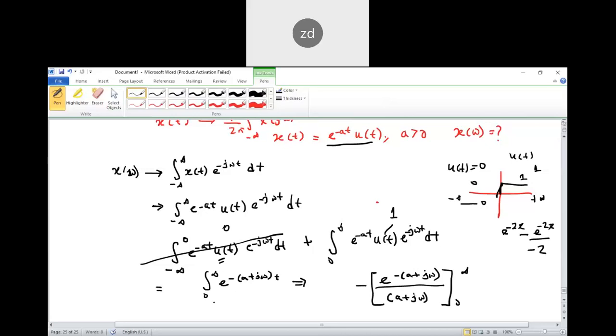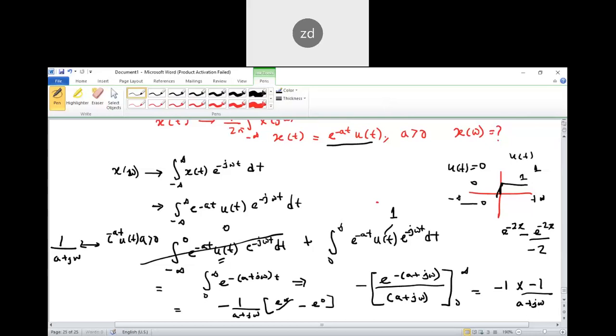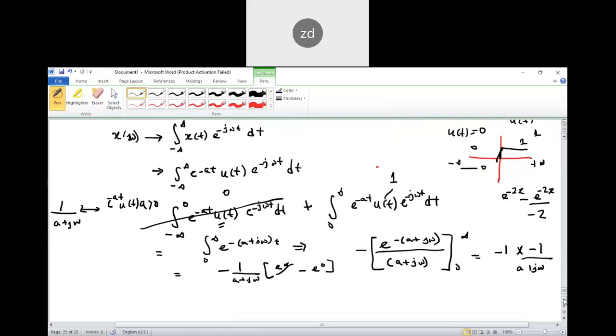So this minus sign goes here, and we are left with minus 1 by (a + j omega) times e to the power infinity minus e to the power 0. The first term vanishes, and the second becomes minus 1. So minus 1 into minus 1 by (a + j omega), and we are left with 1 by (a + j omega). So this is nothing but the Fourier transform of the signal e^(-at) u(t), where a is greater than 0.